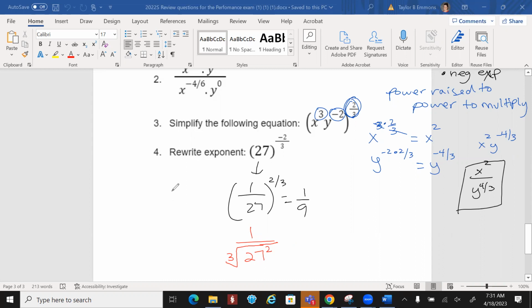Just as a reminder, if you have an exponent written in fraction form, the way you convert it to radical form is you put the index in the little cubby, and then the exponent or the numerator goes inside as the exponent.